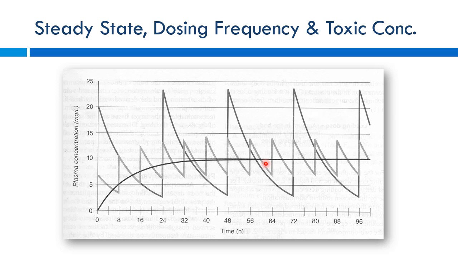However, imagine, for instance, that when I get to this high of a level, that's when I start to develop toxicity. Maybe I don't want that high of a peak. Maybe I have to give a drug at a smaller dose but more frequently in order to keep a tighter range on those peaks and troughs, to make sure that I don't get toxicity but I still maintain the efficacy, right?